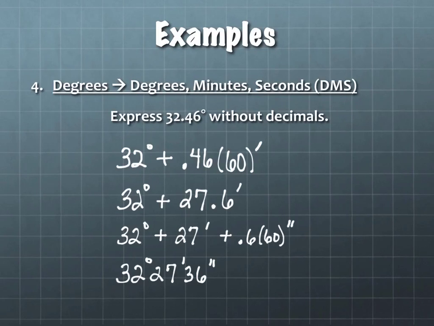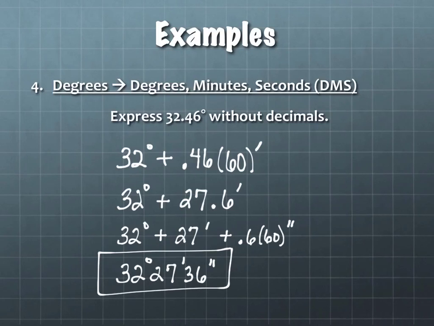So we have 32 degrees, 27 minutes, 36 seconds. And it's all just about multiplying by powers of 60. Okay? Now that wasn't that bad, was it? Those of you who freaked out just a little bit when I said the word base.